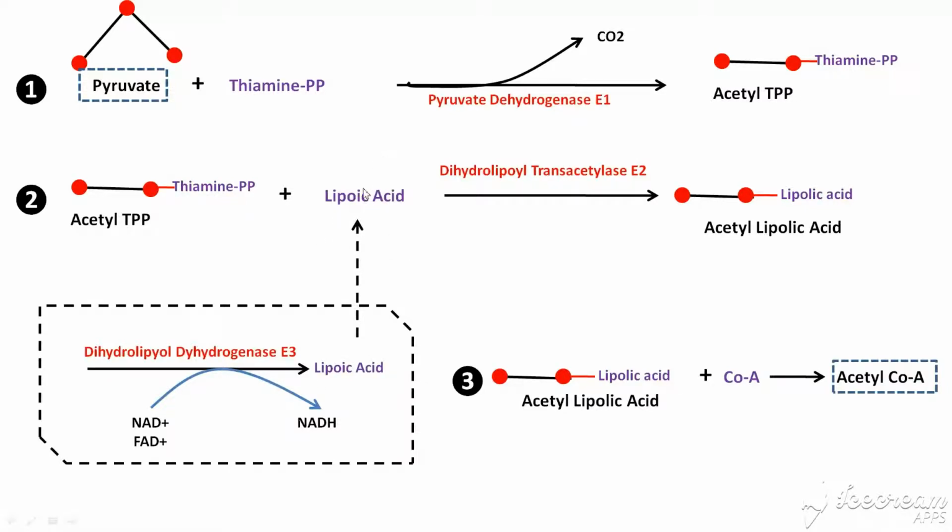The last step is going to be the conversion of acetyl-lipoic acid into acetyl-CoA. So what happens here is that we just remove the lipoic acid and we add a CoA to it, and we get acetyl-CoA. Now this acetyl-CoA, of course, is then going to enter the TCA cycle and yield more ATP for the cell.